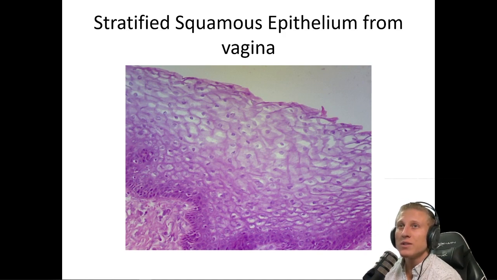And then stratified squamous inside the vagina. If these cells were all dead, if there were no nuclei up here, then there's a good chance you're looking at keratinized stratified squamous epithelium, which would be your skin. But since we see that these cells are still, for the most part, living because we see nicely consolidated nuclei, this is going to be non-keratinized. And in this case, we know we're looking at the vagina.